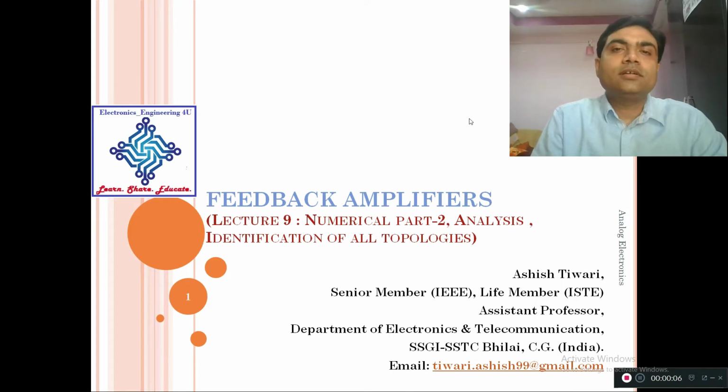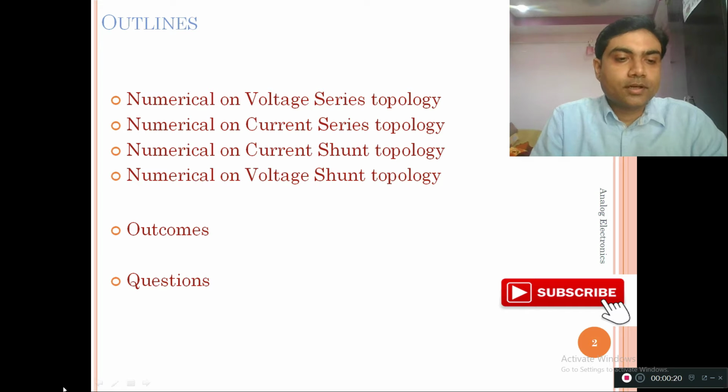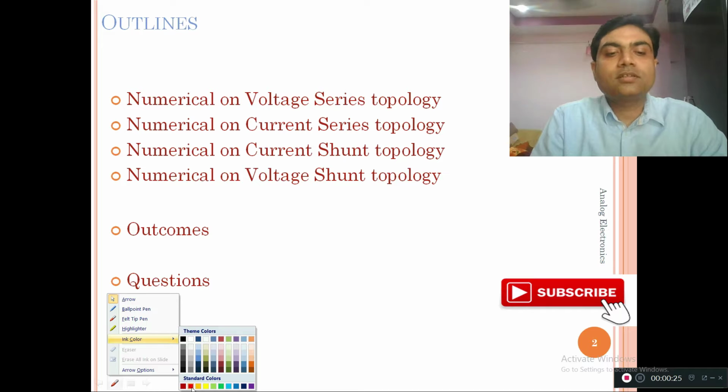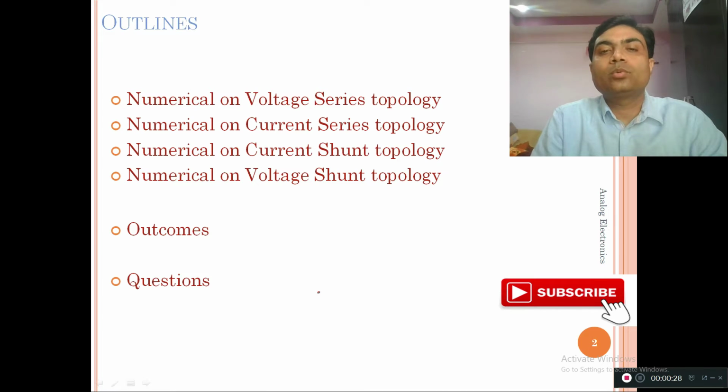Today we are going to discuss in detail the steps which we had discussed in the previous lecture to analyze the different topologies, and we are going to cover all the topologies related to the feedback amplifier. So let's begin our discussion. The outline of today's lecture is to discuss the numericals involved in the different topologies of voltage series, current shunt and voltage shunt, and then we'll discuss the outcomes and the questions through the slides that are part of today's lecture.